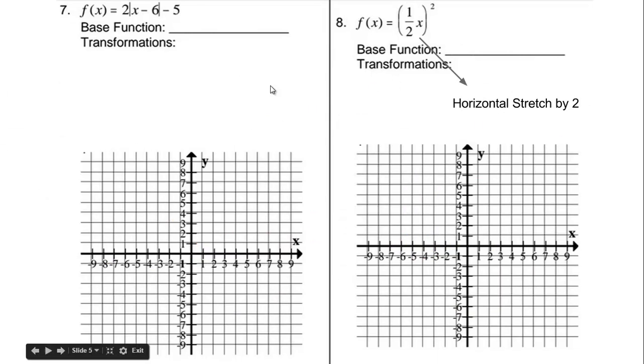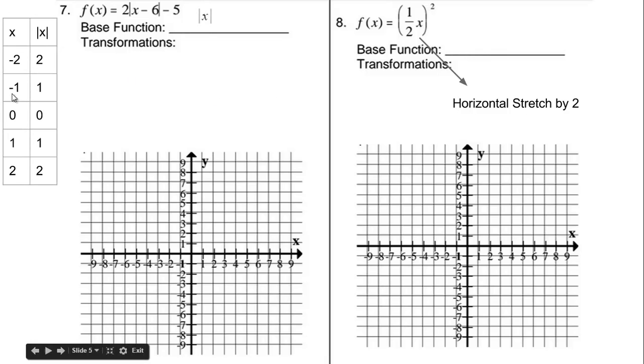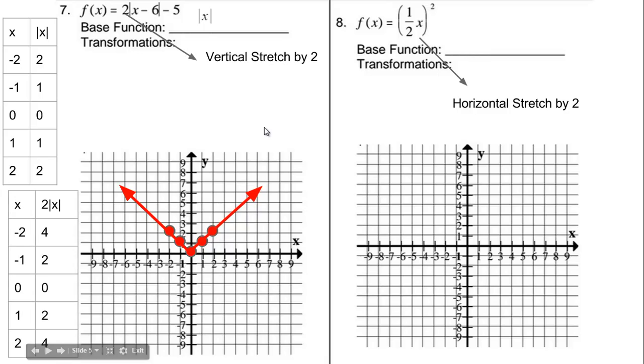Last couple, base function is the absolute value of x, so the base points. We plug in -2 to 2, and so our red guys are our base points. The 2 is a vertical stretch by a factor of 2. So we multiply all the y's by 2. So you can see how that transforms the red. So all the y values just get doubled.